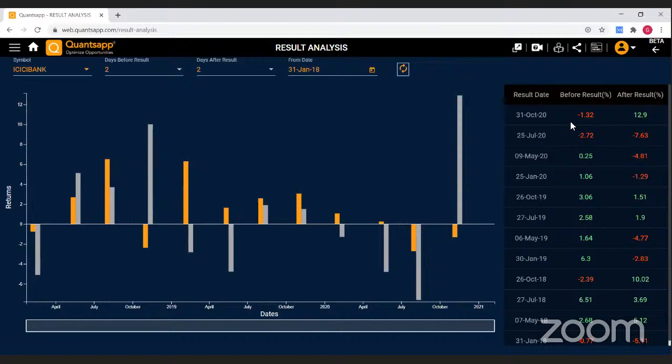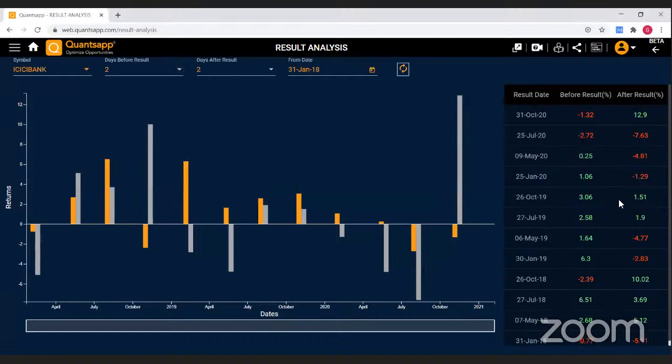So suppose today is 30th of January, and yesterday was a trading session, and Thursday. So if I'm taking 2 days, the 28th and 29th, I'm looking at how the stock movement was. Then if I say the result is on 30th, today, then 31st is Sunday, so we are not counting that. We're going to see 1st of February, Monday, and 2nd of February, Tuesday. So these are the 2 next trading sessions, and we're going to see how the stock moved before and after the result.